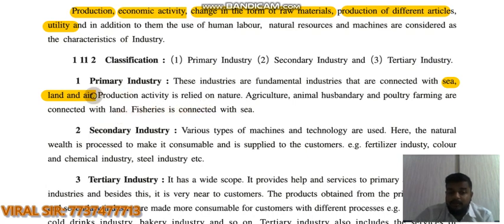So production activities rely on nature. Best examples are agriculture, animal husbandry and poultry farming, which are connected with land, and fisheries, which is connected with sea. So all these are the primary industries directly connected with sea, land, air, nature.